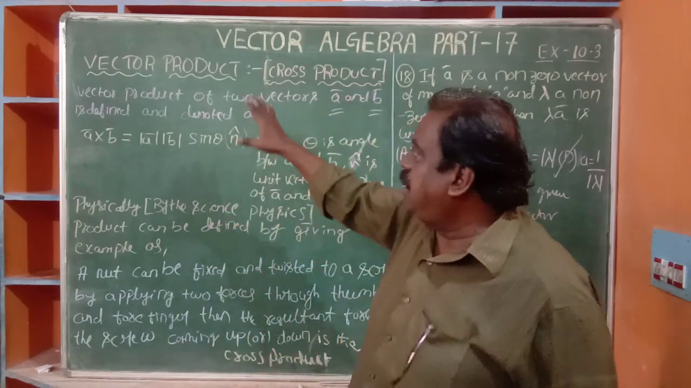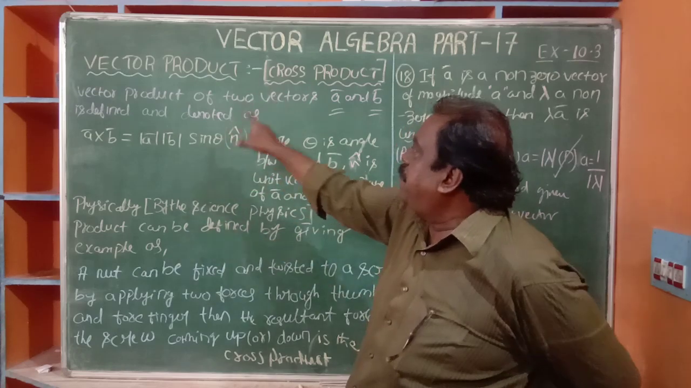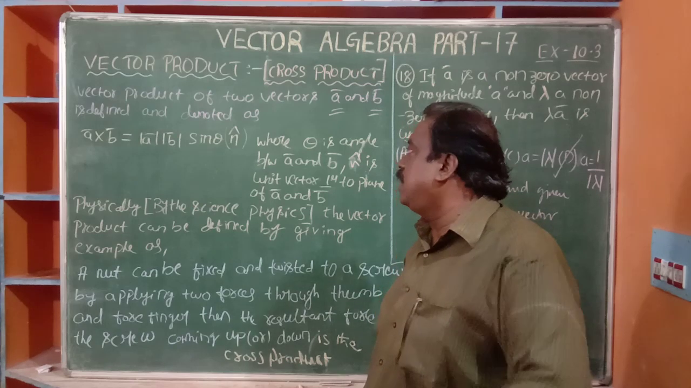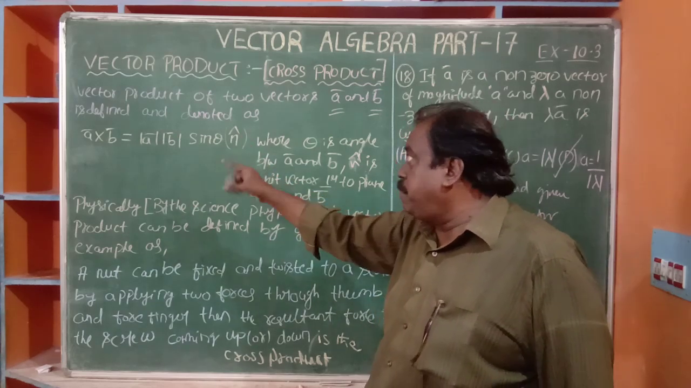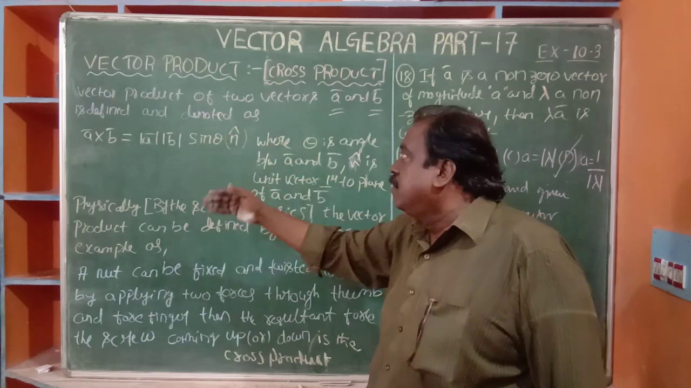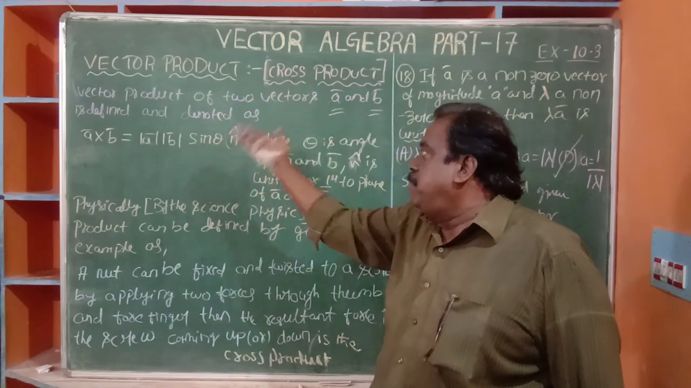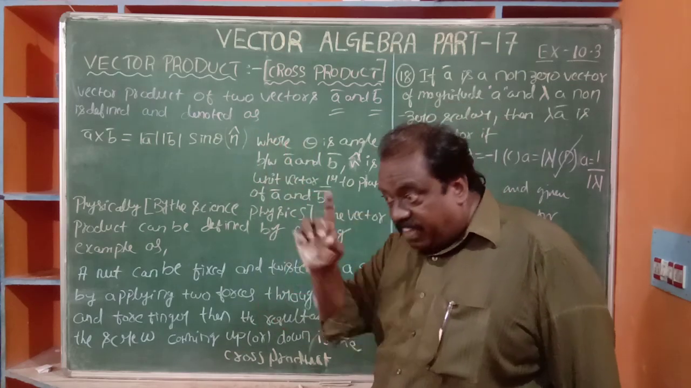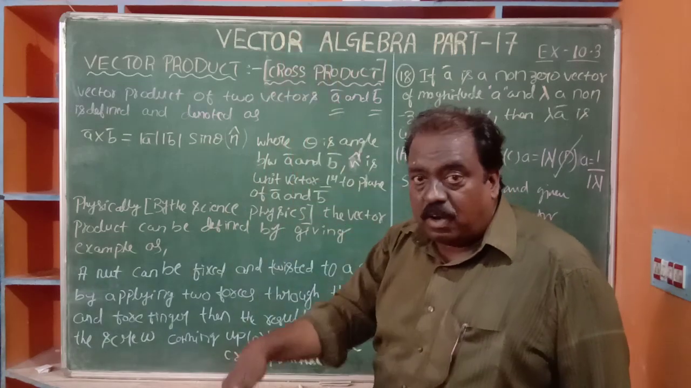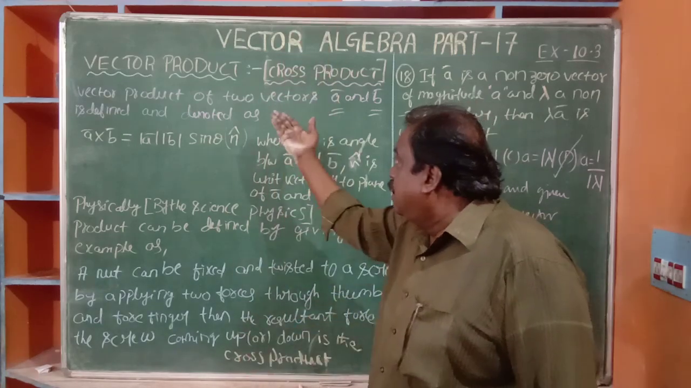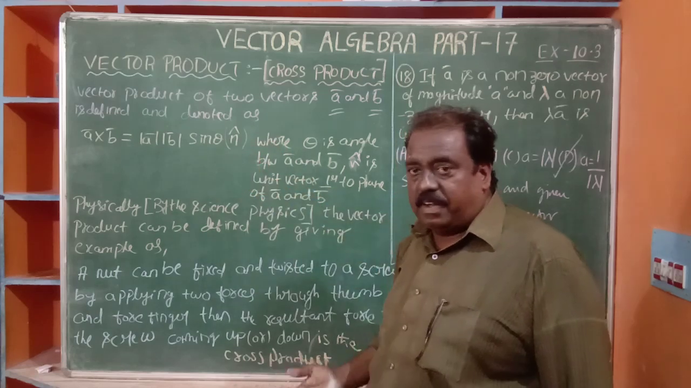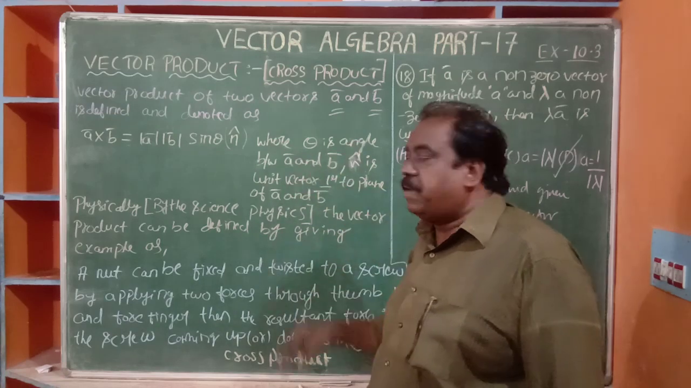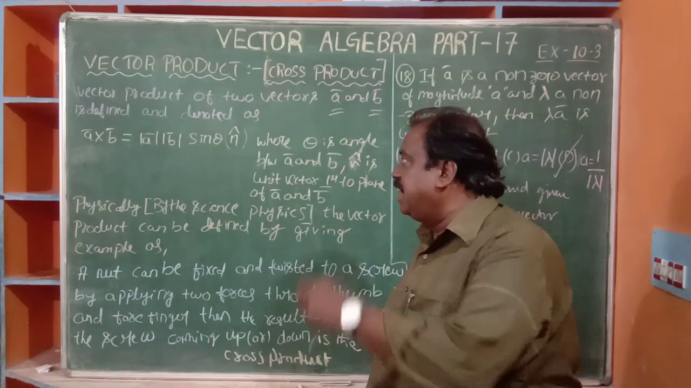Now clearly take this one. The vector product of two vectors A bar and B bar is defined and denoted as A bar cross B bar. Denoted means notation. How it is defined: mod A bar, mod B bar, sin theta, n cap. N cap is the direction, moving upside or downside, that is perpendicular to the plane of A bar and B bar. And what is theta? Theta is the angle between A bar and B bar.